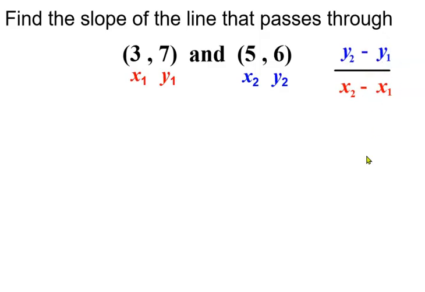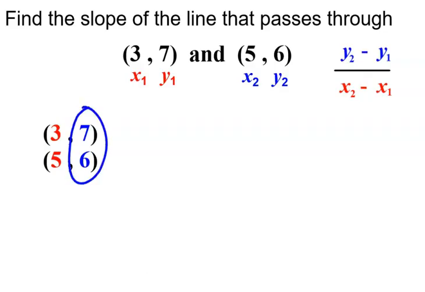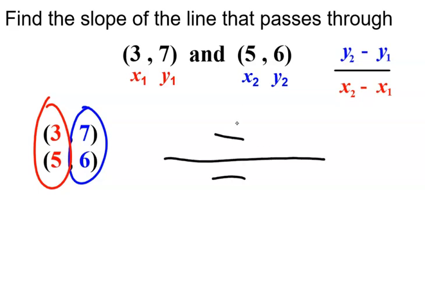For some students, it's easier to write the points above and below each other like this in a stacked format, so that you can concentrate on pairing the y's together and pairing the x's together. Because if you put the numbers in the wrong place, you're going to get the wrong ratio. But every ratio starts as a giant subtraction fraction.